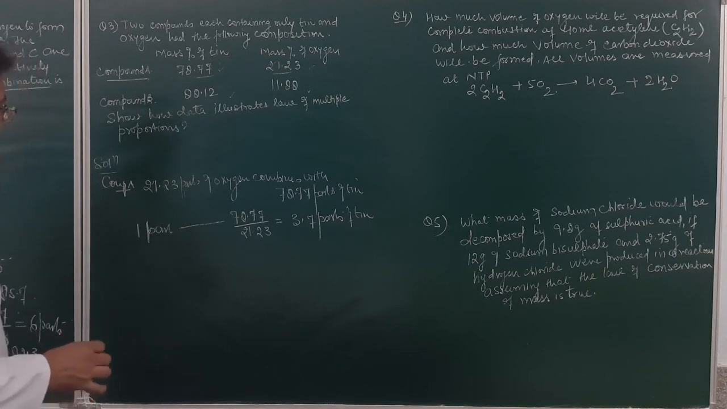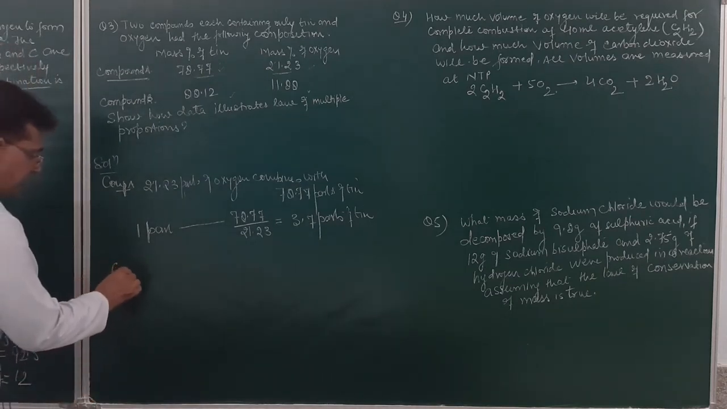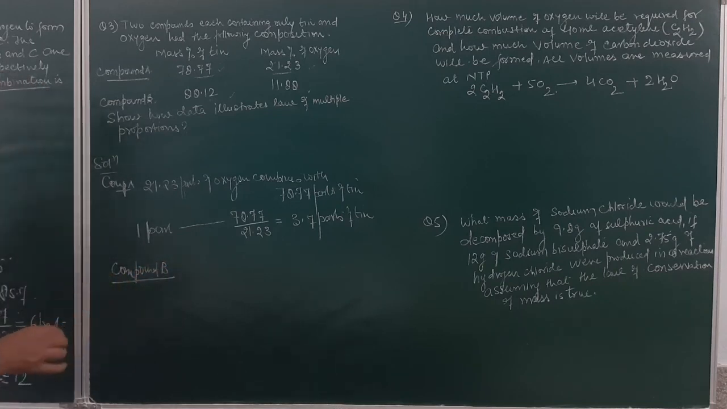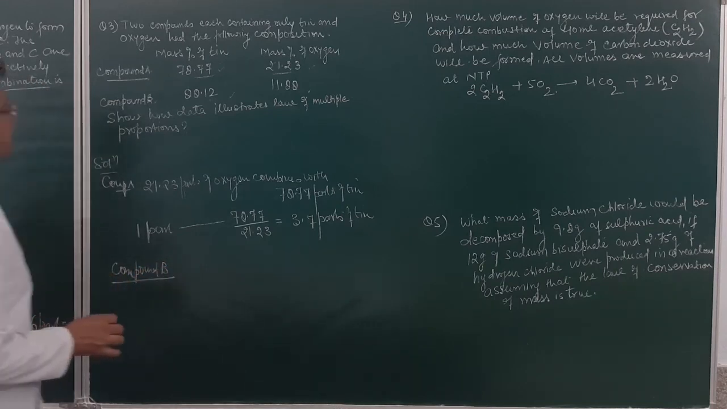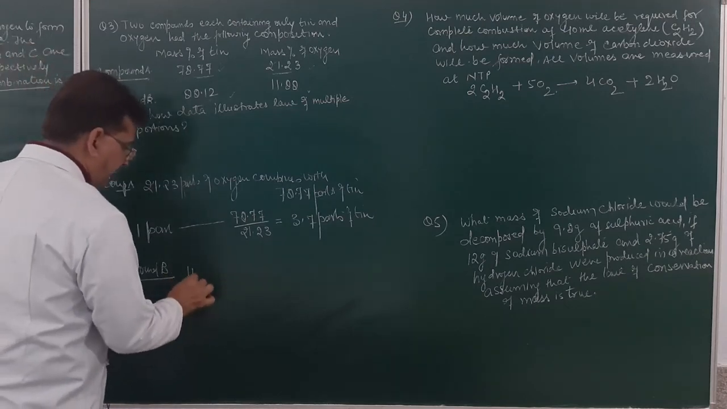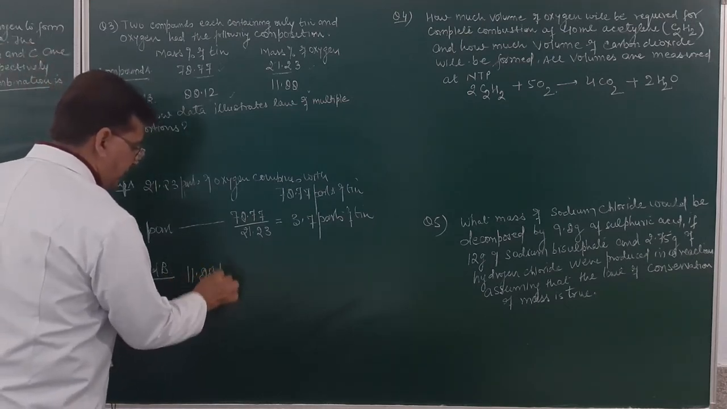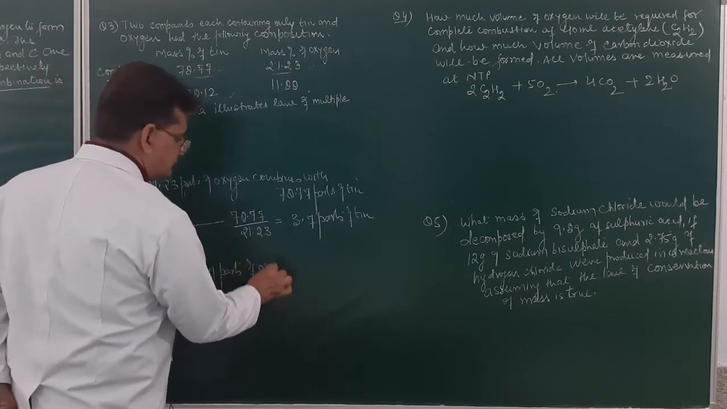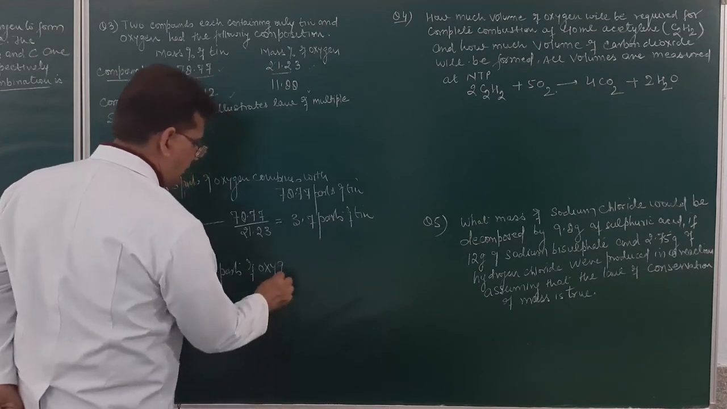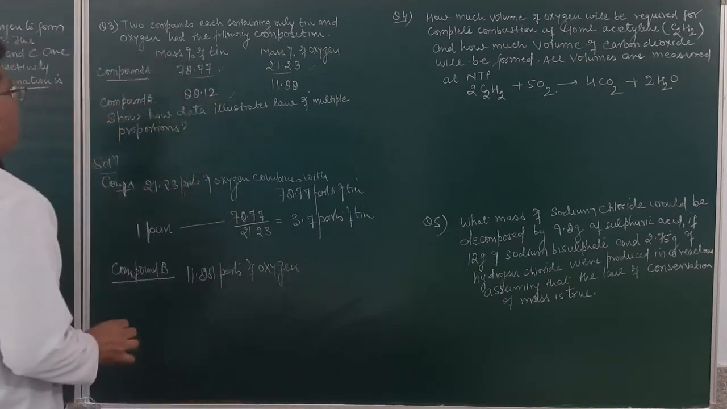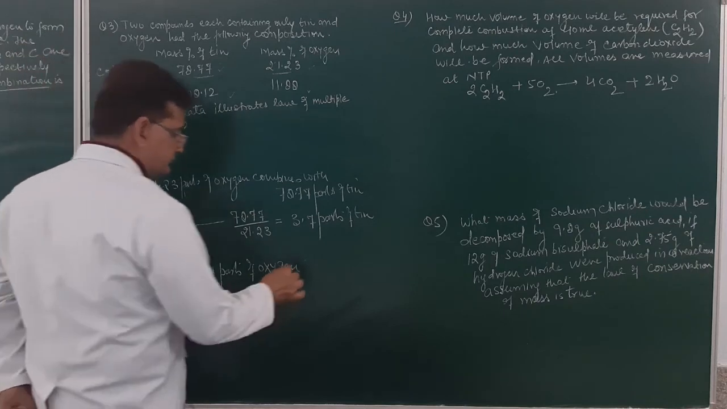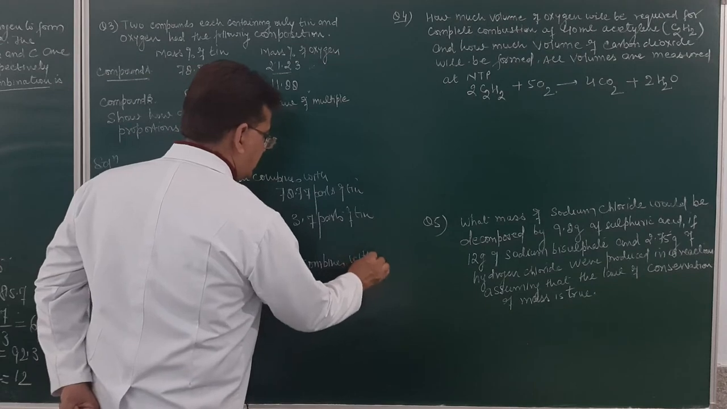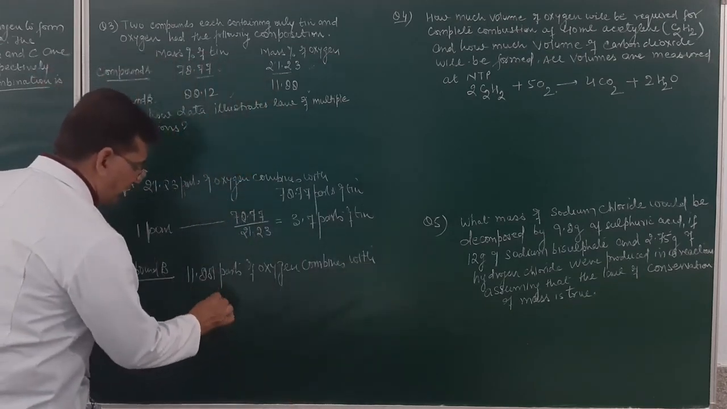If you take compound B, here we have 11.88 parts of oxygen, which combines with 88.12 parts of tin.